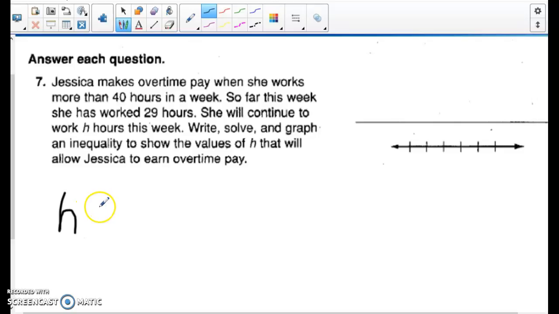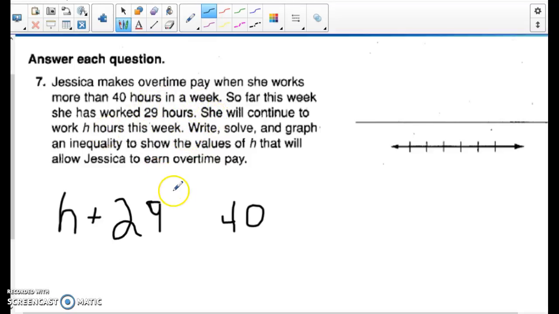So right now she's at H hours, and it needs to be plus 29. We need to figure out how many more hours. So we're going to need to add, because it's more, not less. Okay, so H plus 29. And then we have our 40. Okay, so is this going to be a greater than or a less than sign, or what do we need to do?